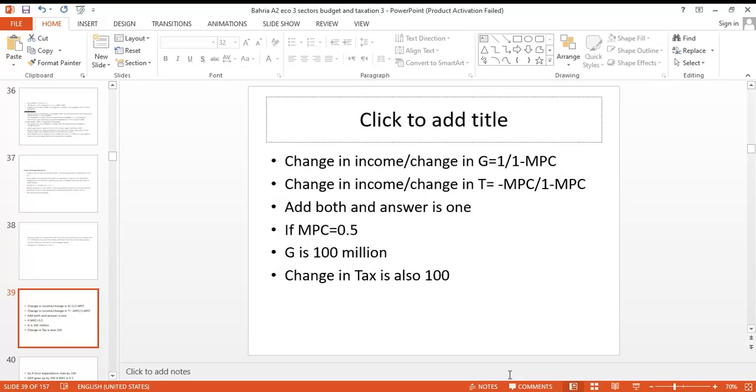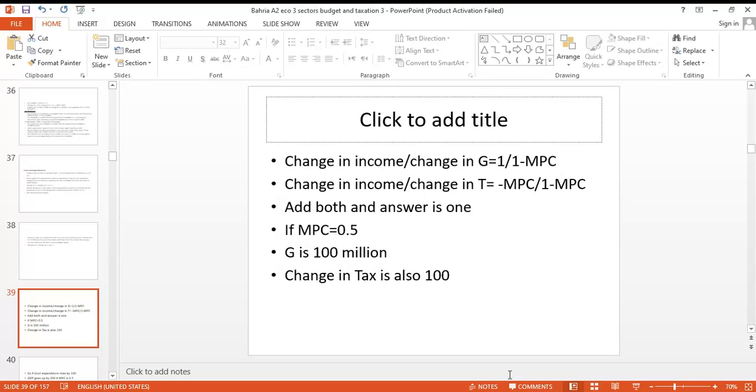Don't write "multiplier equal to," no. For the calculation, it is important that you write both. That's how you will understand it. So change in income divided by change in government spending is equal to 1 upon 1 minus MPC, which is basically the government expenditure multiplier.